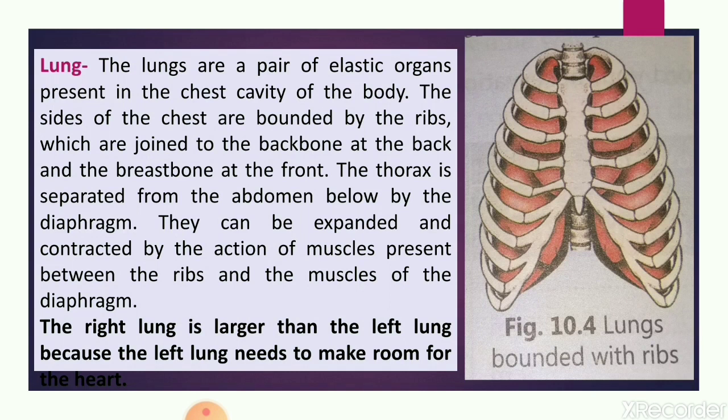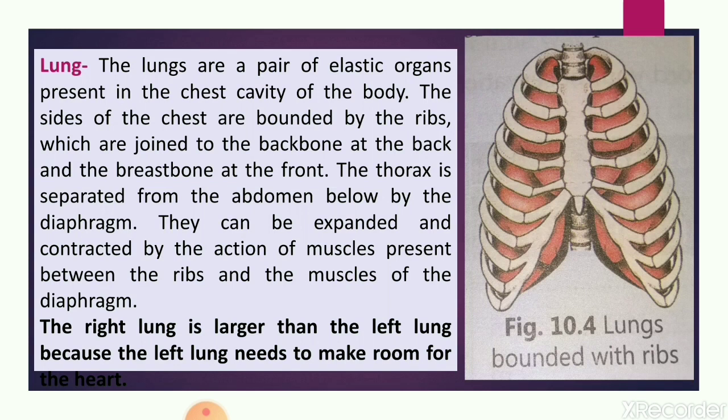We have studied this in 6th class also, that 12 pairs of ribs are present in our thorax part, and at the back side they are joined to the backbone, and at the front side they are joined with the sternum or breastbone. Out of these 12 pairs of ribs, the two lower pairs are only joined with the backbone at the back side, and at the front side they are not joined with the breastbone or sternum, and that's why they are called floating ribs.